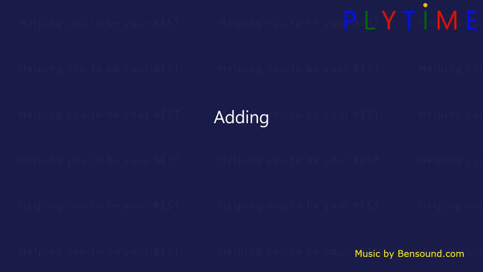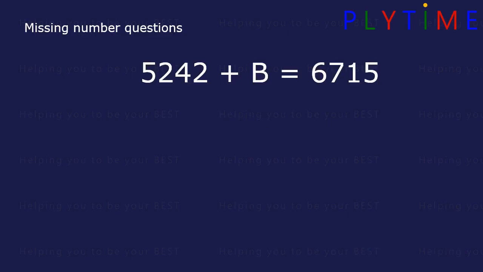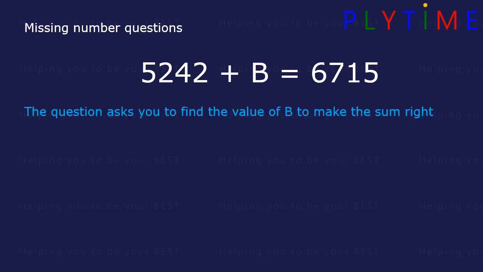Adding. Find the missing 4-digit number. Missing number questions. 5,242 plus b equals 6,715. The question asks us to find the value of b to make the sum right.